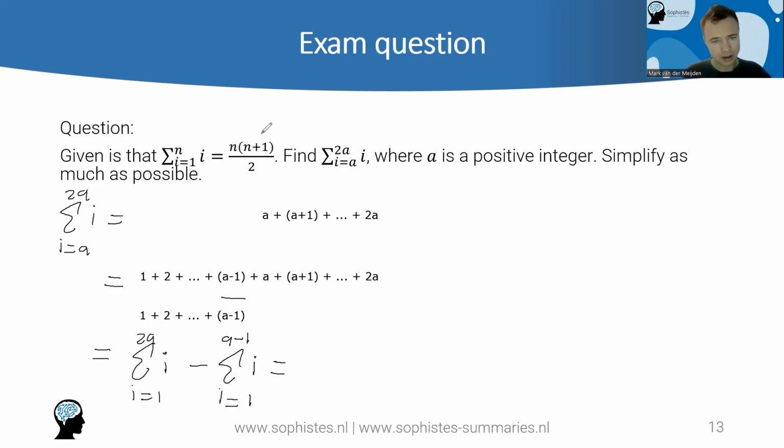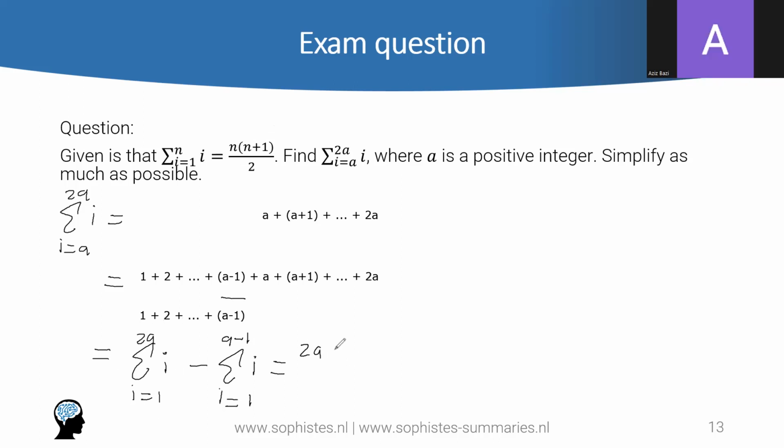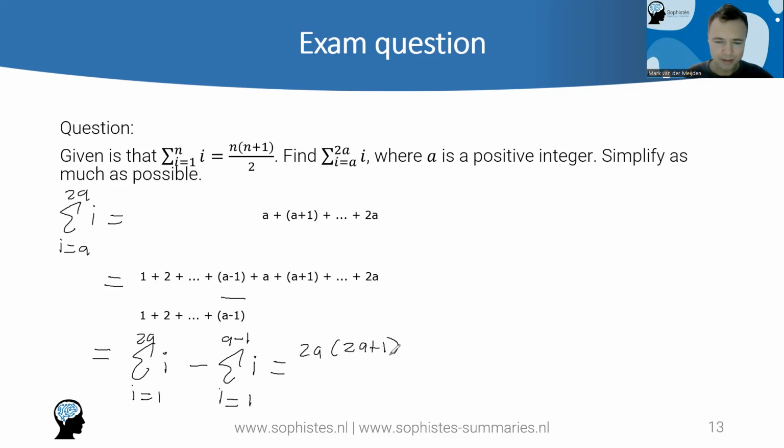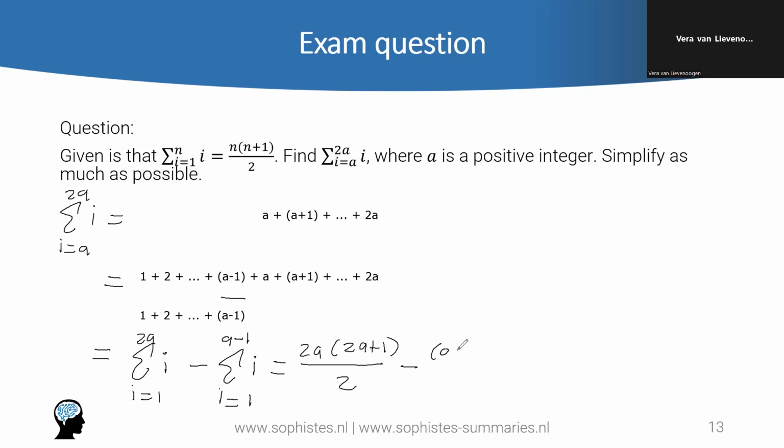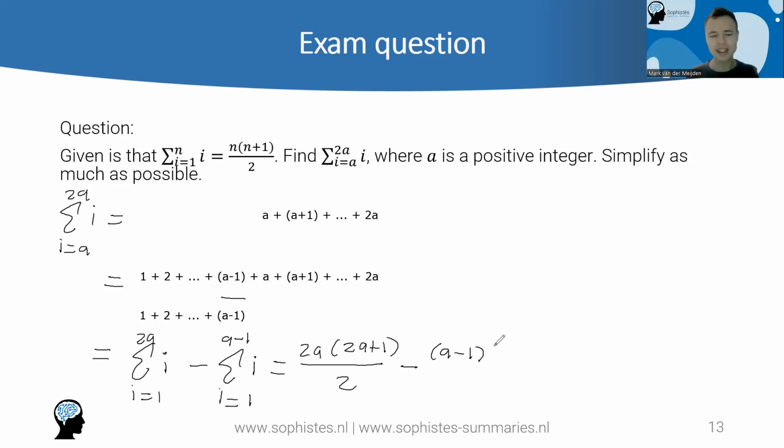Now, we can apply this fraction here. What is the end of this first summation? This 2a. Yes, very good. Times n plus 1, so times 2a plus 1, divided by 2. That's the first summation, right? Minus the second summation. What is the end of the second summation? A minus 1. Yeah, very good. And then times n plus 1.